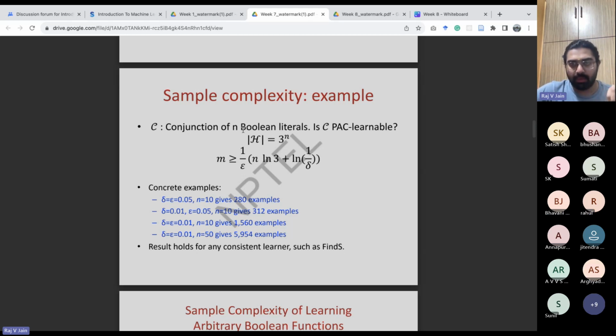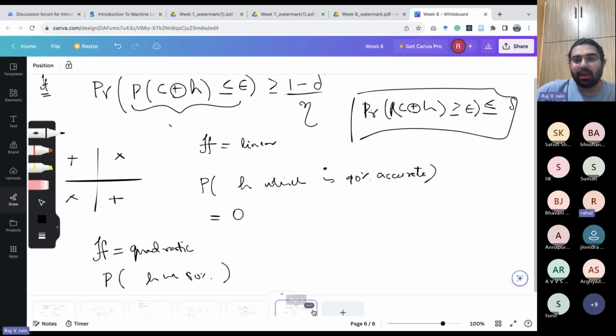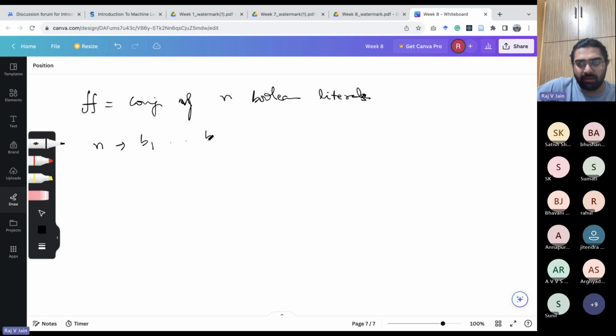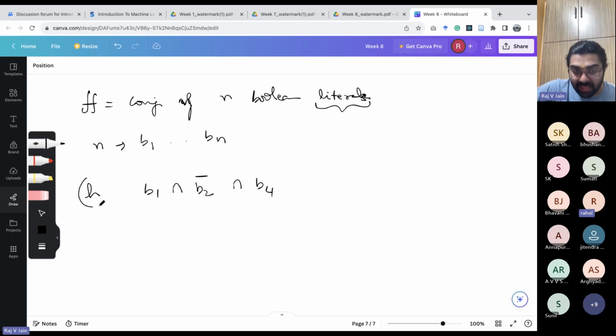There's no VC here, at least. The idea is, what is the hypothesis space that you're considering? The hypothesis space H is basically a conjunction of n Boolean literals. It means I'll have n Boolean variables, let's say B1 to Bn, and their conjunction, also with their literals. One example of an h which belongs to this capital H is something like B1 and B2 bar and, let's say, B4. So this is a conjunction of literals. Now, how many such h exist in this capital H?